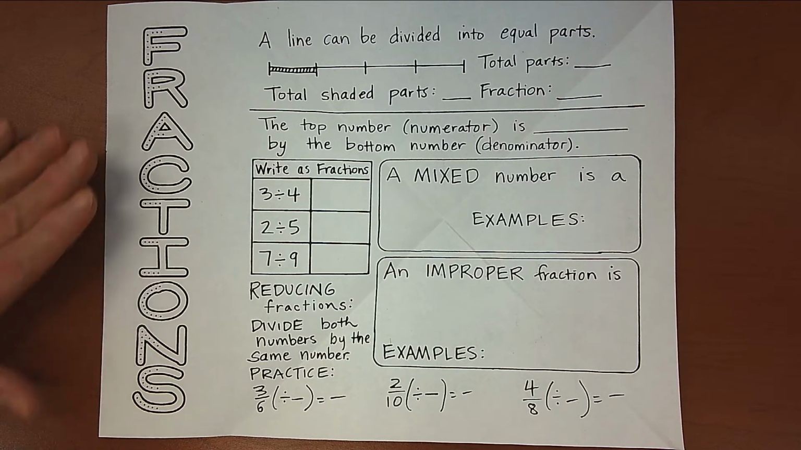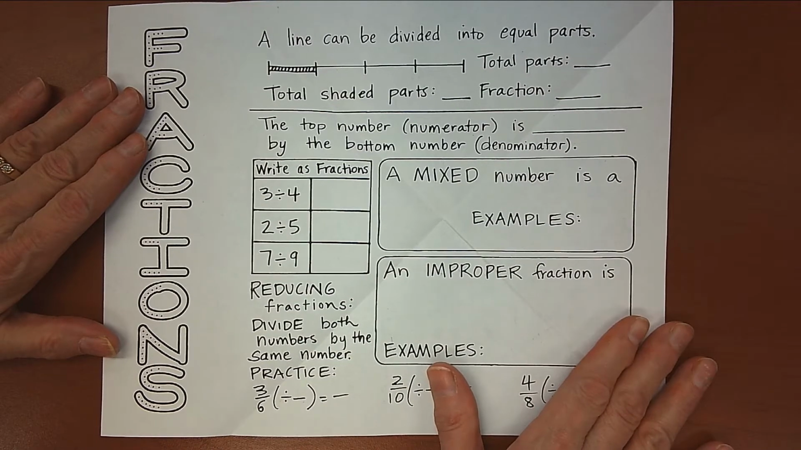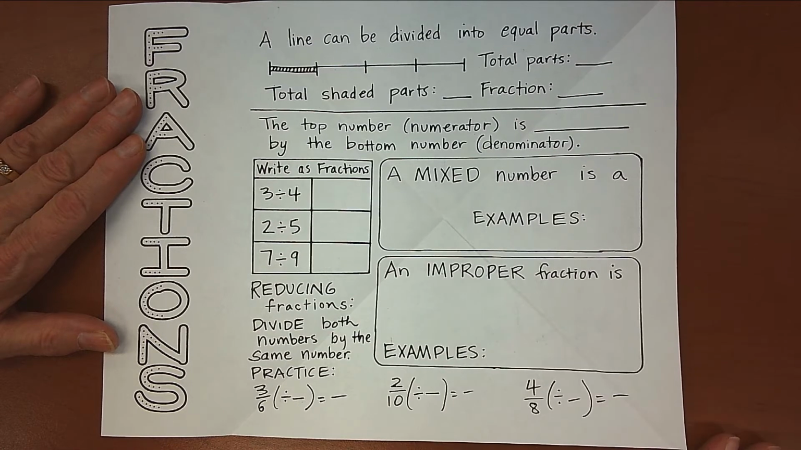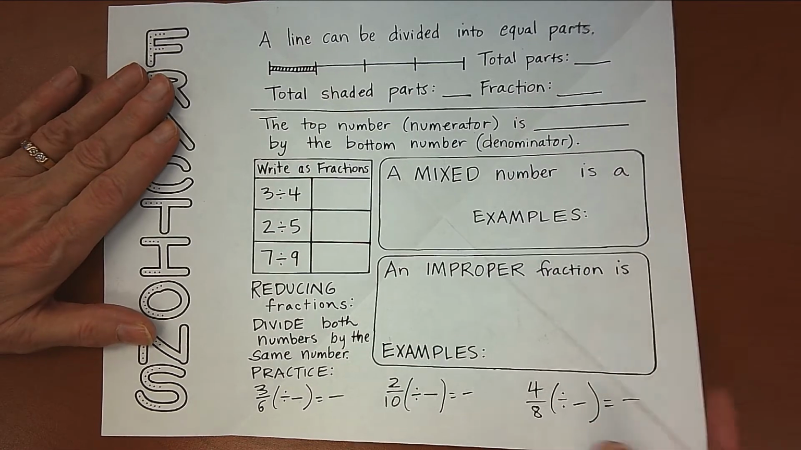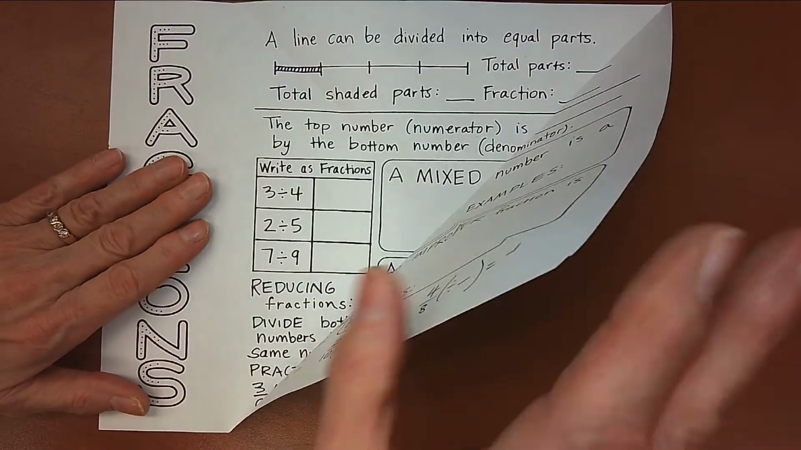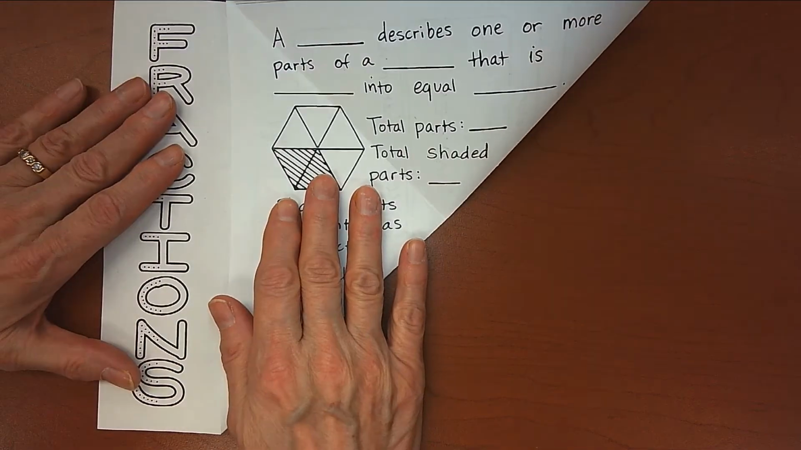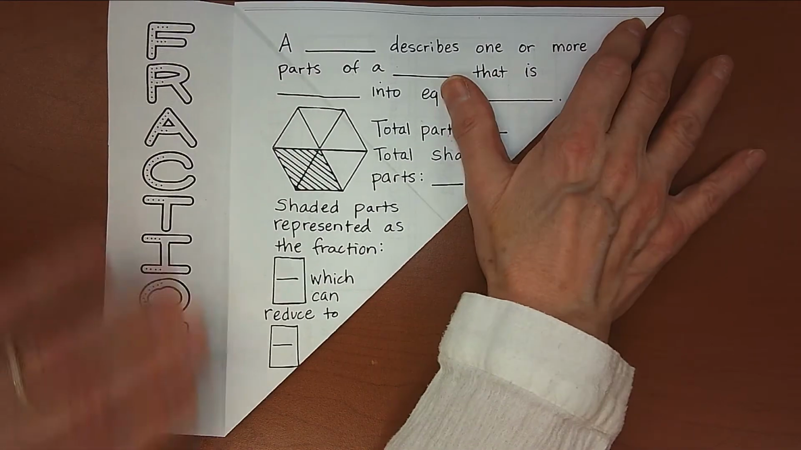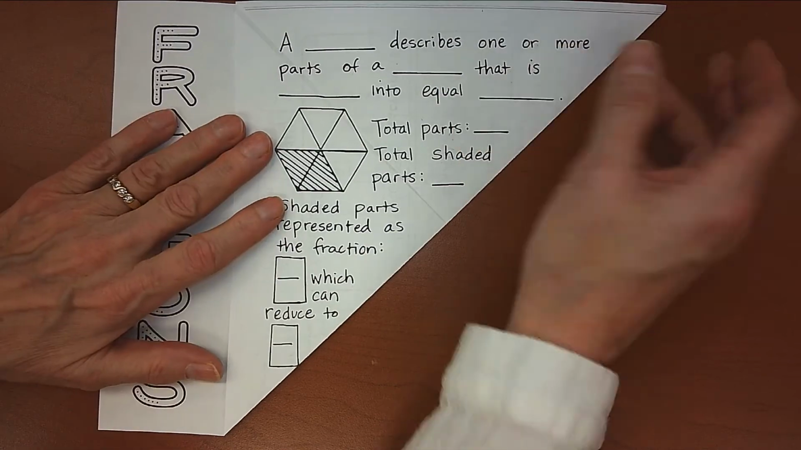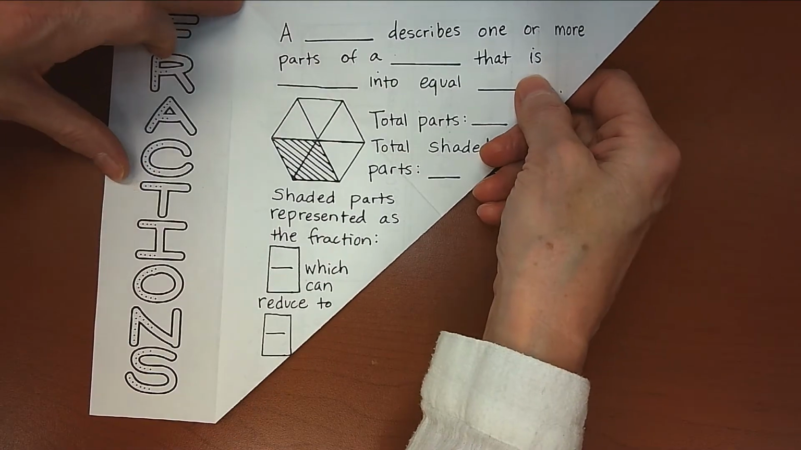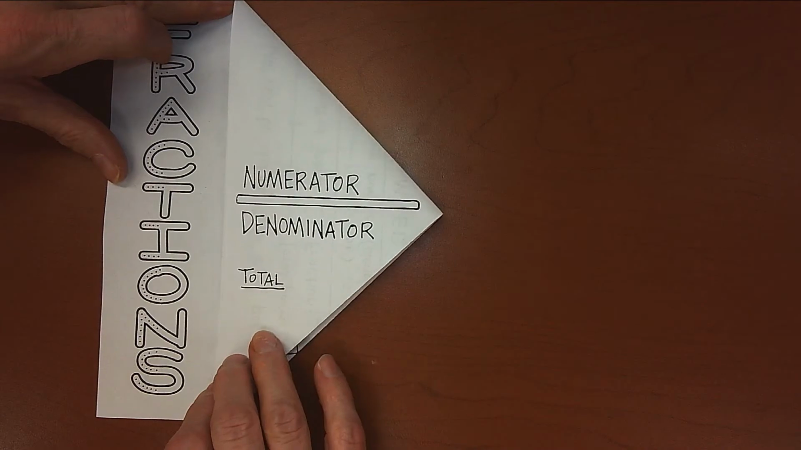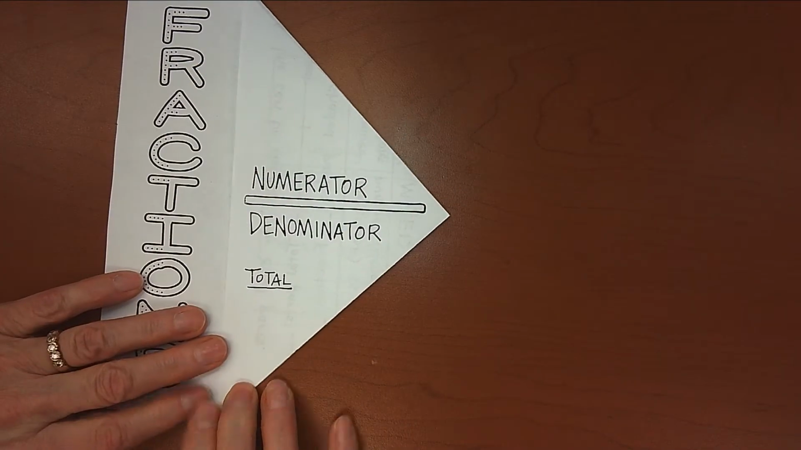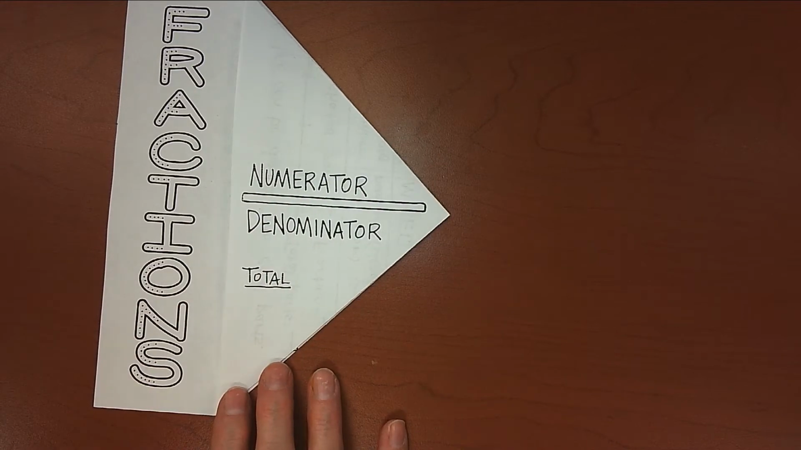So you've got this note paper that you got in class. If you didn't get it in class, of course, you can always download it from the file on Canvas. And what you're going to do with this is take this bottom corner and just fold it up to the top of your paper so that you have this nice crease here and you see the word fractions along the side. And then you're going to take this corner here and fold it down so that you've got this nice arrow looking fold, and you've got the words numerator and denominator and total on the outside.